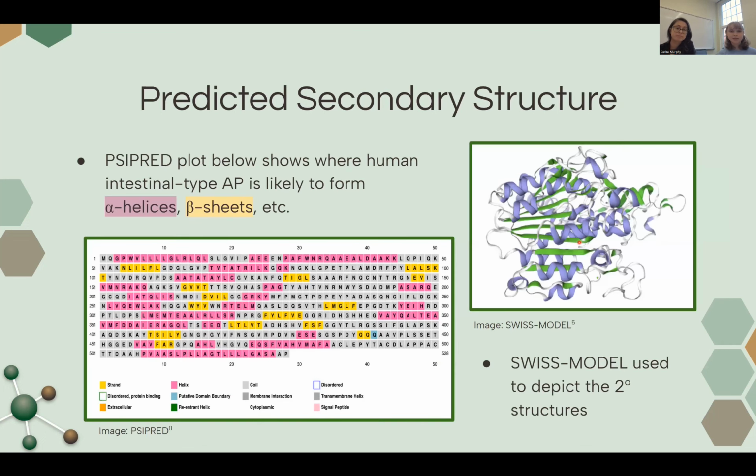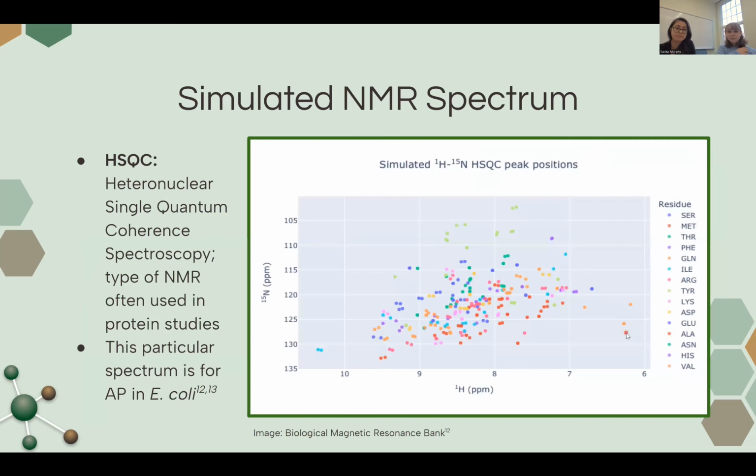We also predicted the secondary structure of the intestinal type AP using the platform listed here. So we entered the amino acid sequence for the enzyme, and we were shown where alpha helices, in pink, and beta sheets, in yellow, are likely to form within the sequence. And then the Swiss model to the right gives a more comprehensive visual of that.